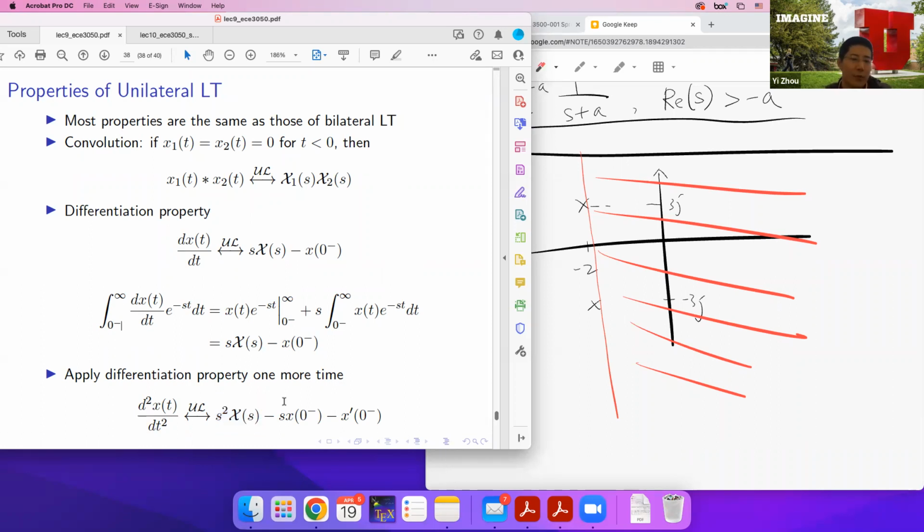However, we have two other initial conditions. One is S times the zeroth order initial condition, that is, S times the signal at 0 negative, and minus the initial condition of the first order derivative. So this one involves two types of initial conditions: one is the signal's initial condition, and the other is the initial condition of the derivative signal.